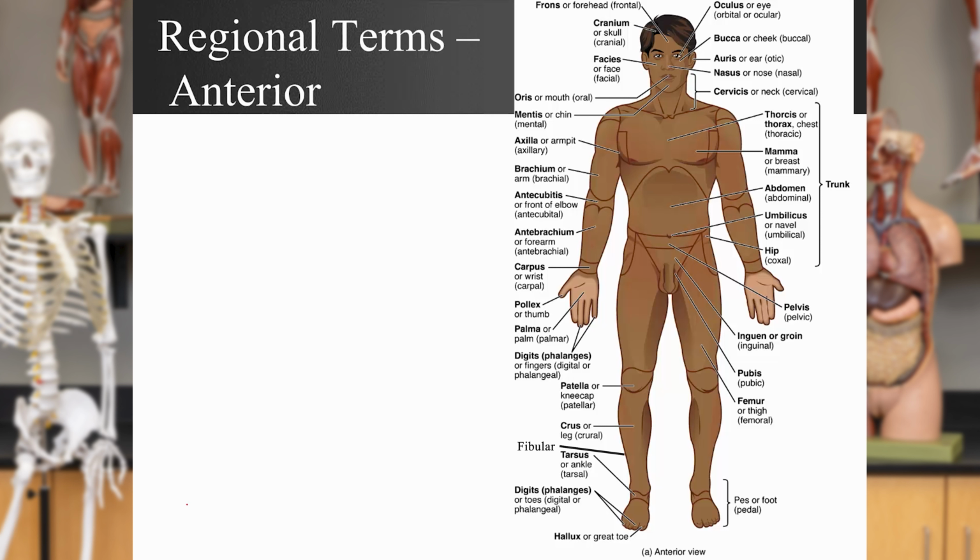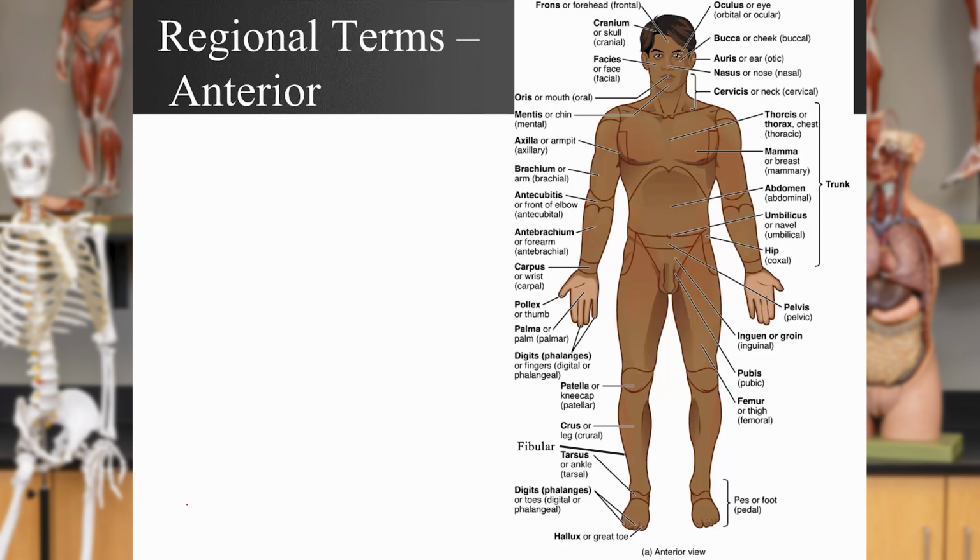Abdominal or abdomen region. Think where your stomach is, your intestines. That's the lower portion of the torso or trunk. So the abdomen or abdominal. The umbilicus or the umbilical region. Think belly button. Umbilicus, umbilical.